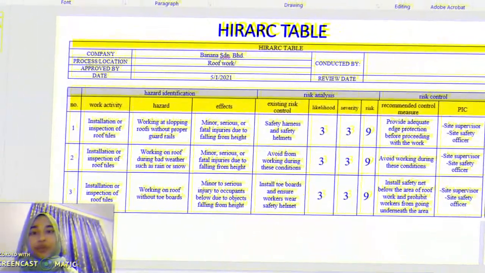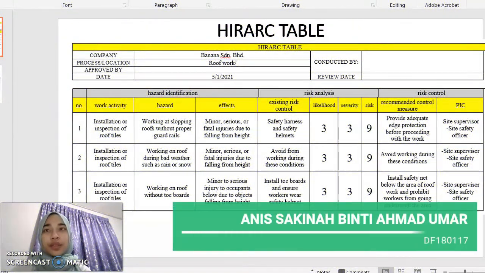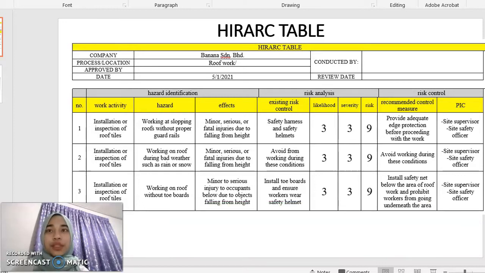And we continue with the hierarchy table. The work activity is the installation or inspection of roof tiles. This work activity gives many hazards, and the first hazard is working at sloping roofs without proper guardrails. It gives effects such as minor, serious or fatal injuries due to falling from height. The existing risk control is wearing safety harness and safety helmets, while the risk is 9, which is medium. So, the recommended control measure is to provide adequate edge protection before proceeding with the work.